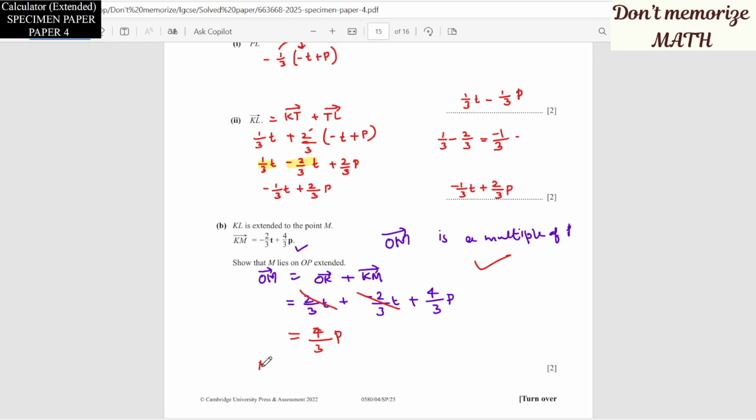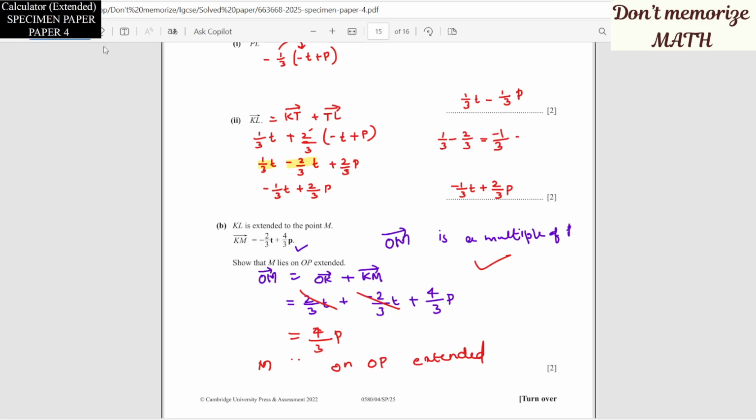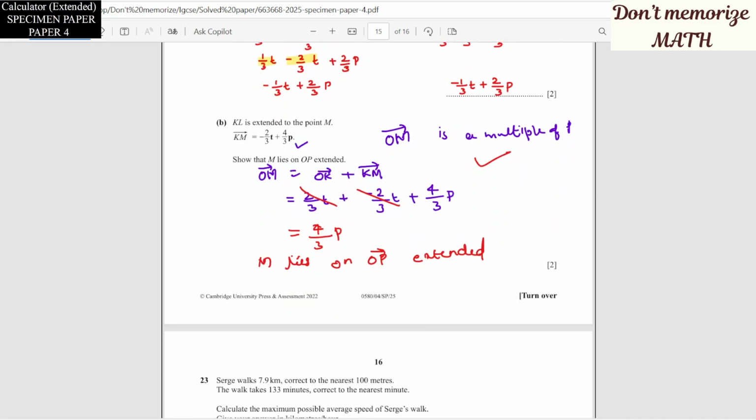OM is a multiple of P. So you can say that M lies on OP extended. You can just write that. Here it is a show that question, so by the end your answer must be this sentence. Now we showed that M lies on OP extended. Why? We got OM is a multiple of P. Okay, so I hope it is clear for you. We'll continue with the next question.